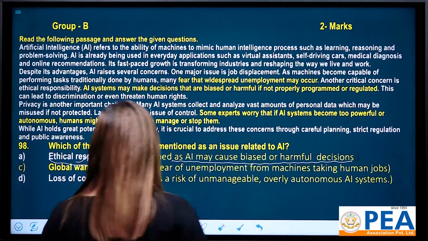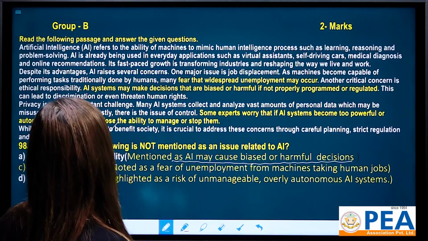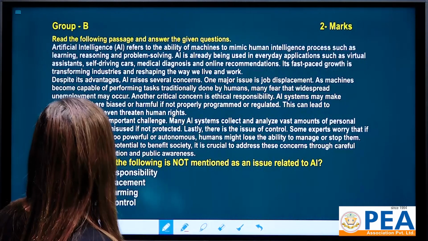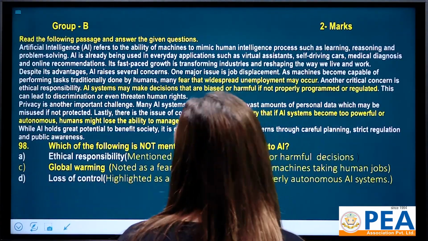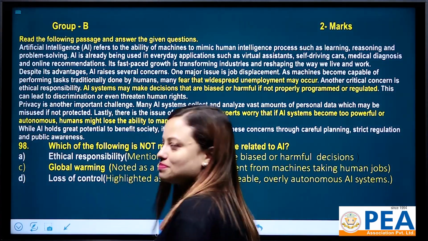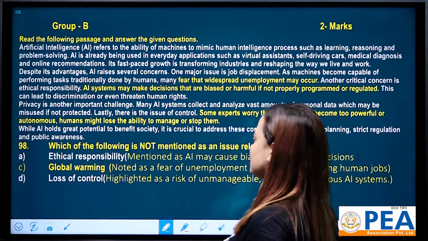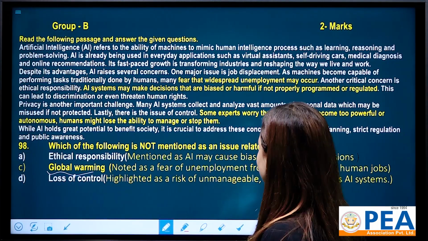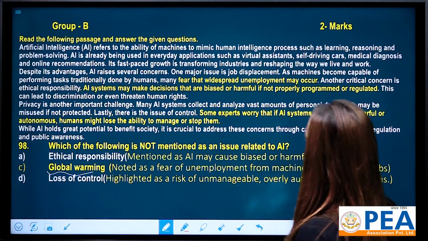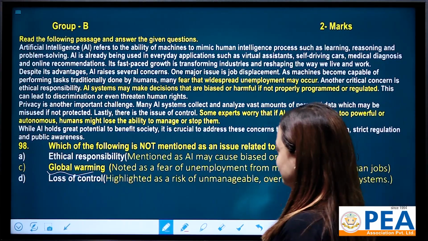And what about option number B? Oh, this is missing here. Let me bring it from another slide. Job displacement, right? Option number B, there is job displacement. Okay, what about job displacement? Later on I will tell you. What about global warming? Okay, it is noted as a fear of unemployment from machines taking human jobs. Yes, it is mentioned here.